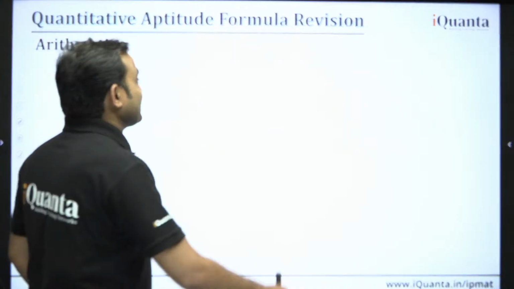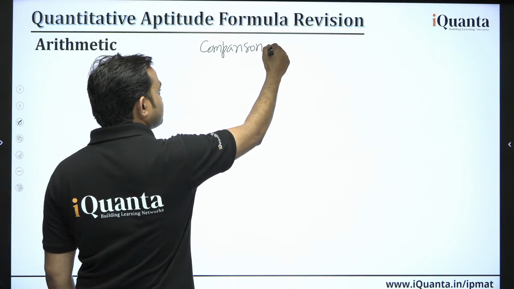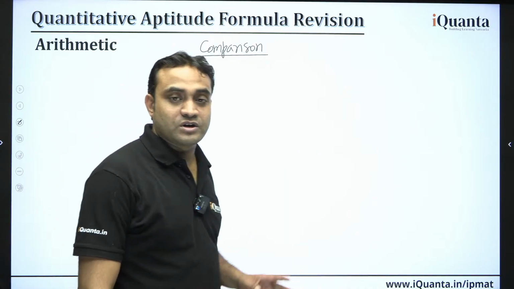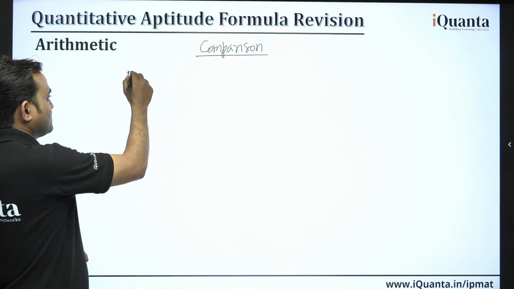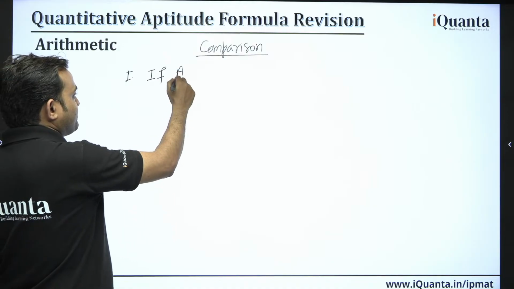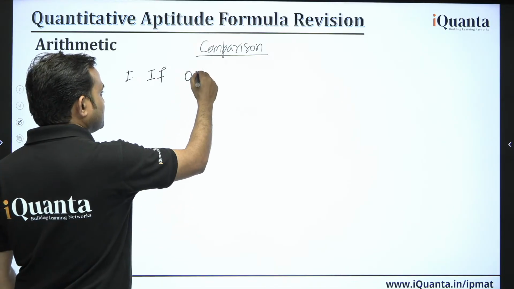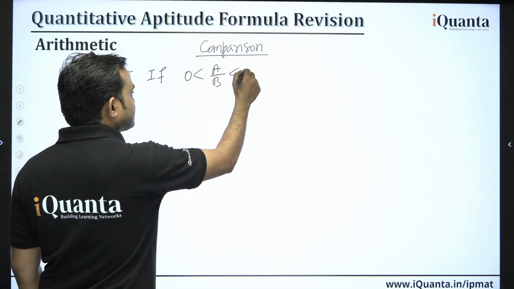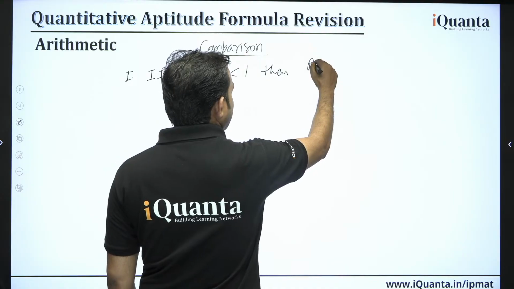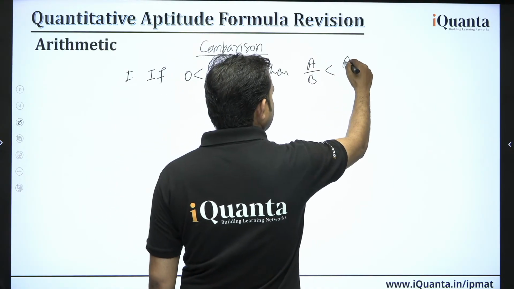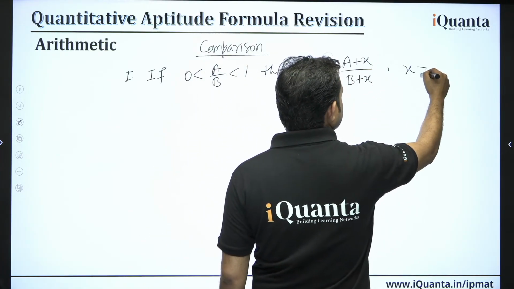Now after this, comparison between two ratios. How do we do the comparison between two ratios? First we are going to consider ratios with similar properties. We are always going to consider a positive ratio here. If a by b is greater than 0 but less than 1, then a by b will be less than a plus x divided by b plus x, given that x is positive.